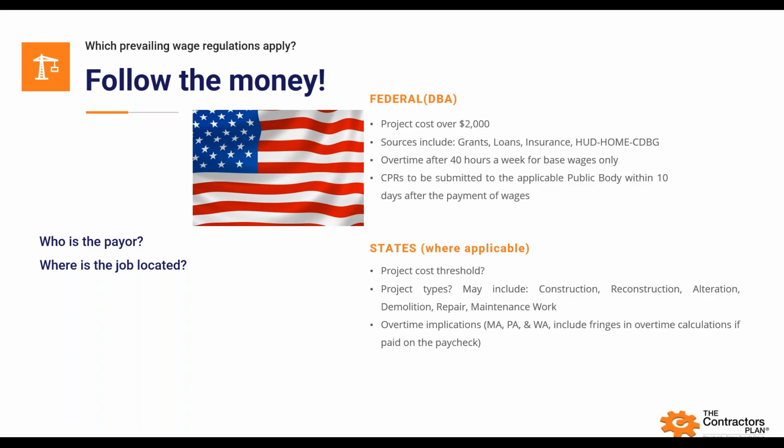And we're going to spend a good amount of time today on the certified payrolls. Those have to be submitted to the applicable contracting officer within 10 days after the payment of the wages. So questions, obviously I can't go through every individual state of those. I think it's 28 states currently. But the things to look at is, what is your project threshold? In some states it's very low, like in California. Other states like Maryland, I think, is $250,000. So what is the threshold where these prevailing wages are going to apply?